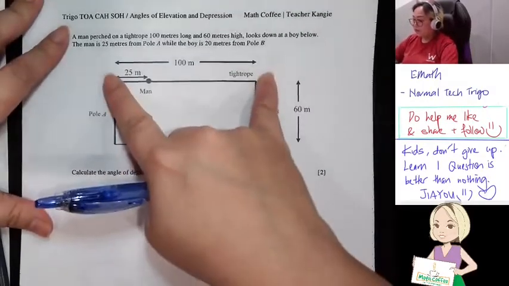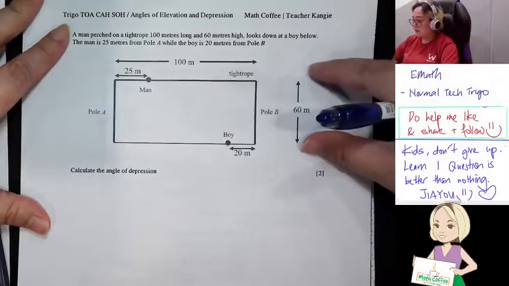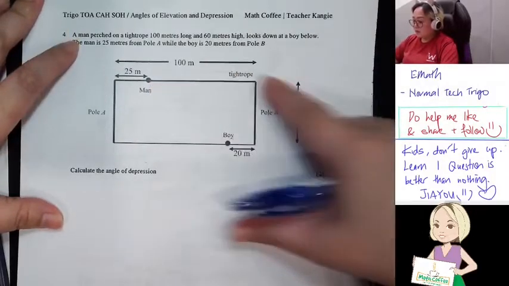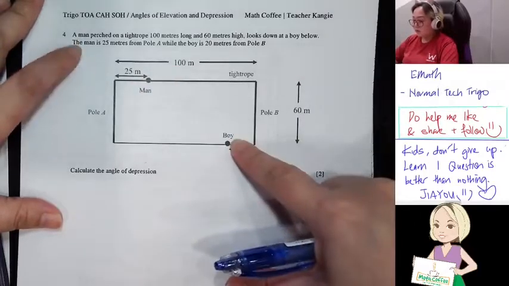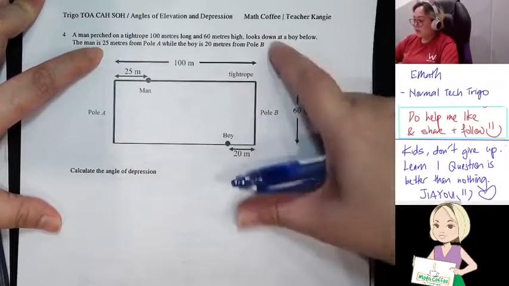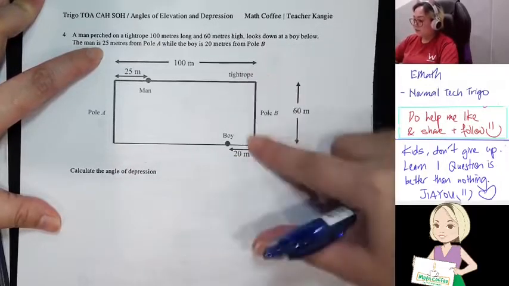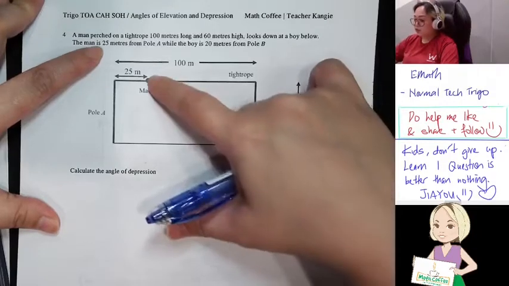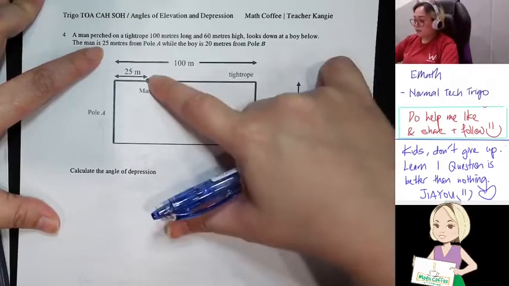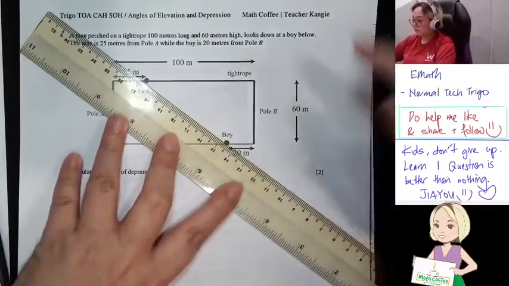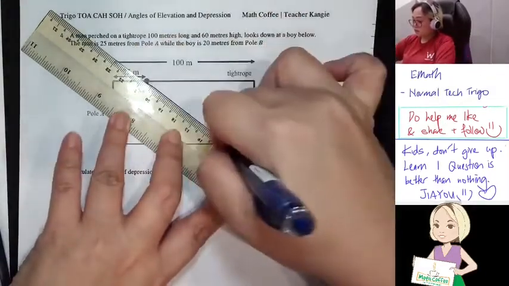So 100 meter long and 60 meter high. The man looks down at a boy. The man is 25 meter from the pole A, and the boy is 20 meter from the pole B. So what we're going to do is, I'm going to join this man and the boy, draw a straight line down. So we will join them together.